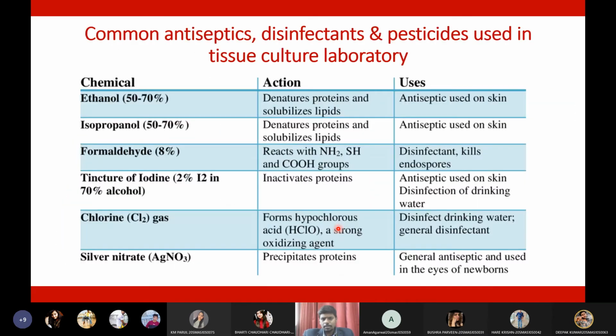So this is all about the second experiment. For the second experiment, this table is enough, students. Okay, maybe I will give only one experiment on how to prepare 70% ethanol. Preparation of any one disinfectant we can study in the lab in the next class. So this is enough for today, students.